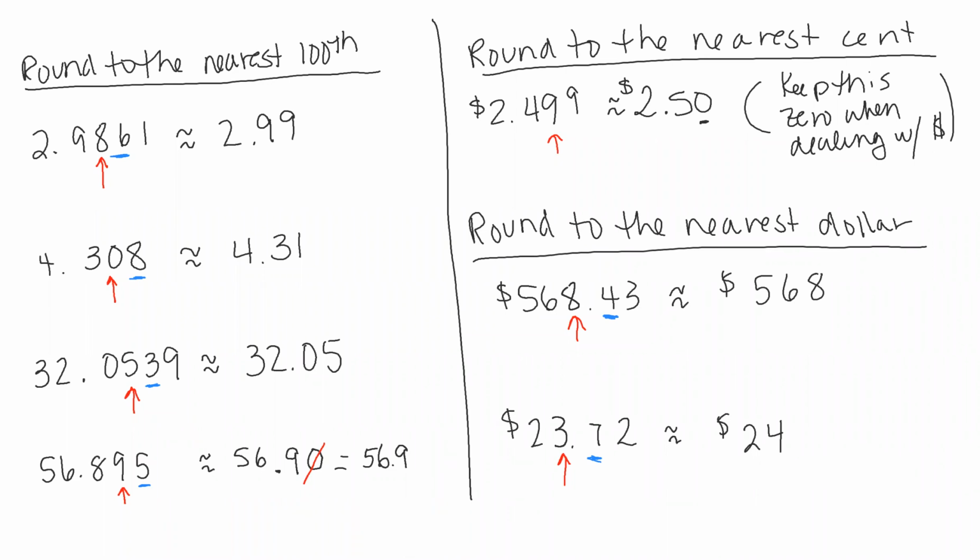Now, rounding down, you leave the rounding digit alone. And then if you're before the decimal, everything after becomes 0. If you're after the decimal, everything after just gets chopped off.